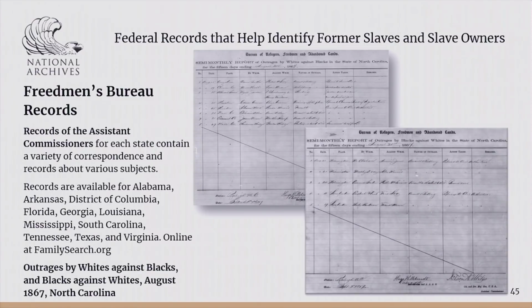Another example are these charts, which are reports of outrages or crimes committed against, one is for crimes committed by whites against blacks, the other of blacks against whites, and this is from August of 1867 in North Carolina. So if your ancestor was unfortunately involved in one of these things, there's at least a record of it, and it helps, again, put them before 1870 back close to the Civil War.